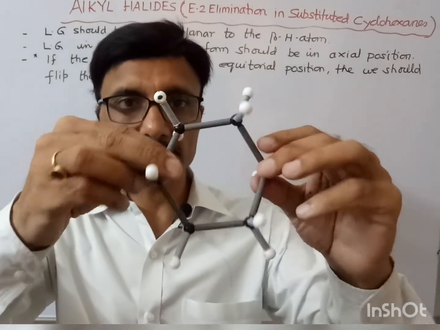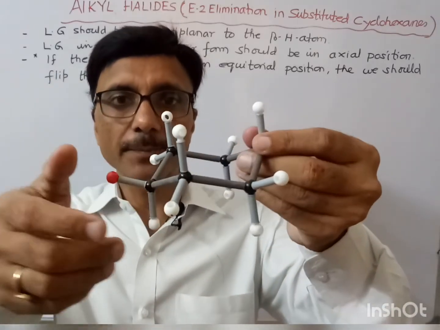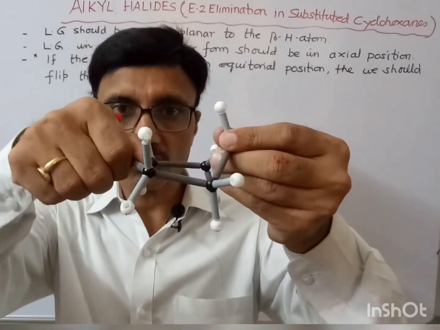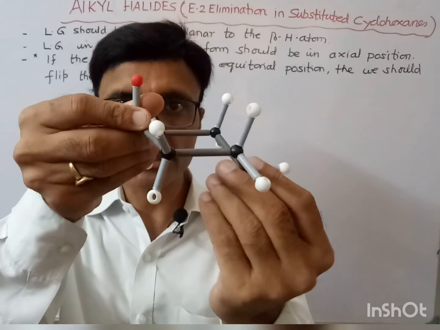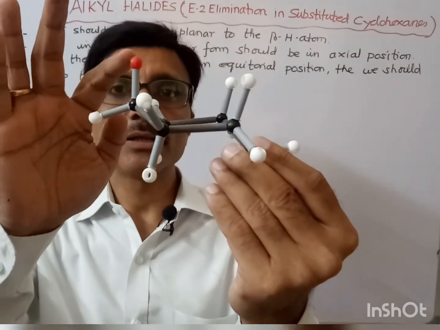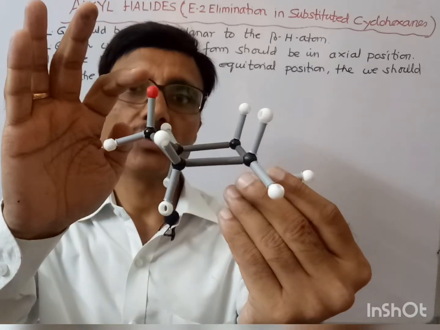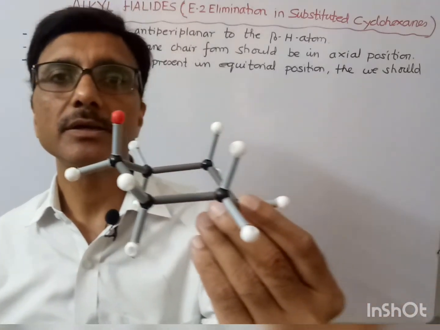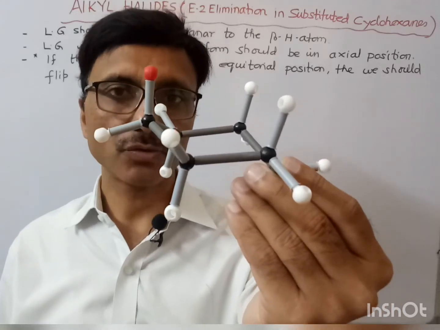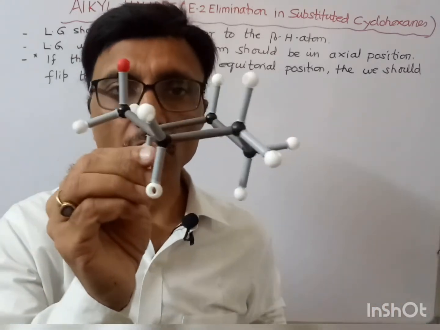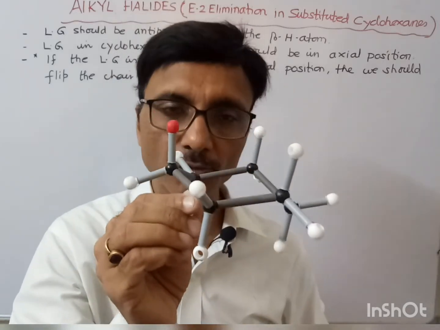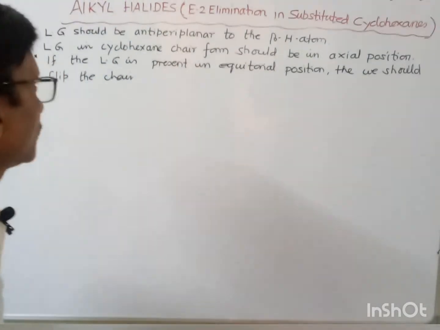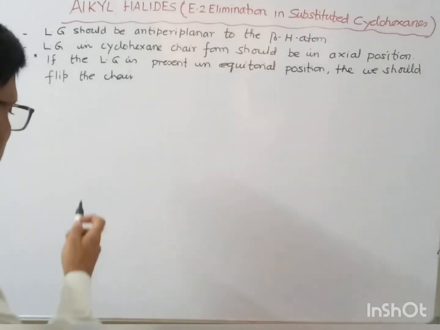Flipping is not like this. This is not flipping. Flipping is like this. So now you will see this is going above, and this chair will go like this. Now in this position, this leaving group is coming in axial position. So this is the flip of this chair. Now we can remove the beta H, and we can remove the leaving group also. So let's take one example and we will see.